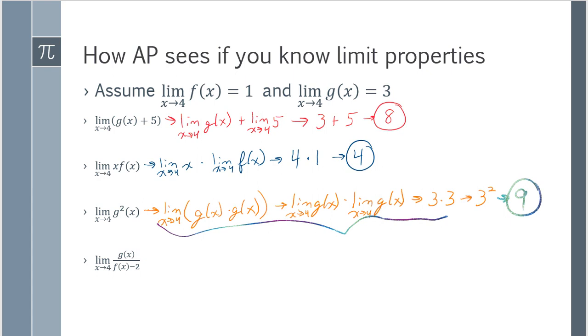And this one is kind of a combination of several. A lot of people do these in their head and they say, well, the limit as x approaches 4 of g of x is 3. The limit as x approaches 4 of f of x is 1, minus the limit as x approaches 4 of 2, is the constant 2. So this would be negative 3.